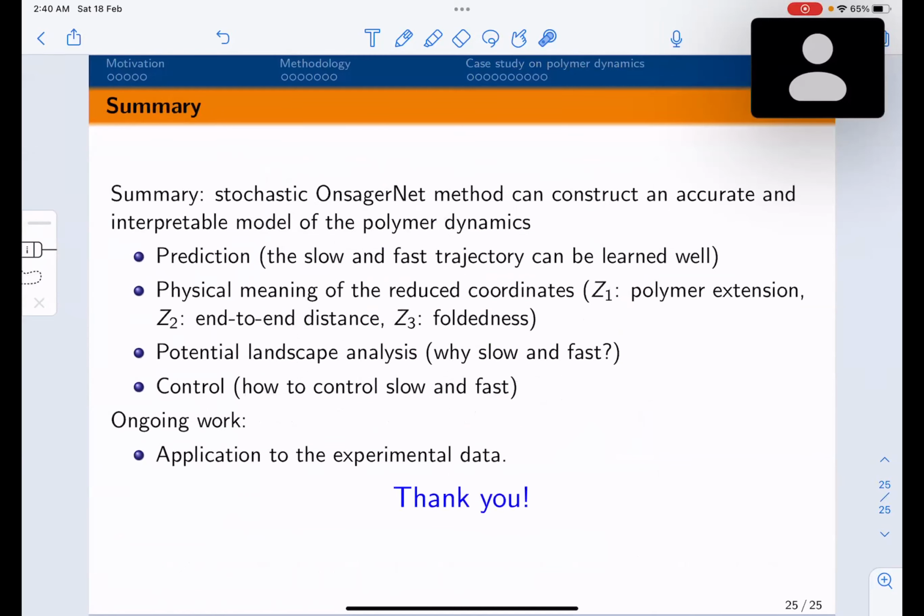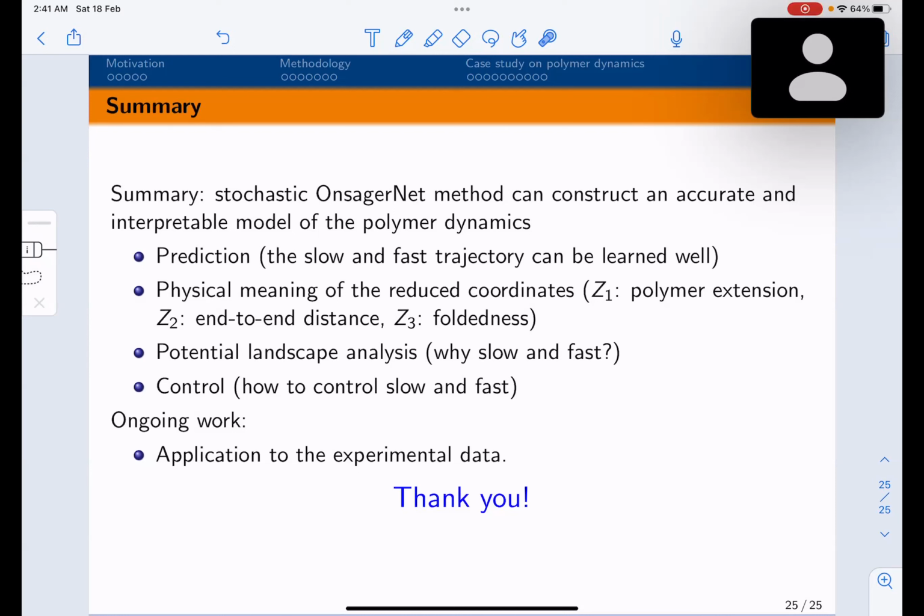Okay, this is the summary. We gave a talk about the stochastic orthogonality method. Our stochastic orthogonality method can provide an accurate and interpretable model of the polymer dynamics. First, we do the prediction: the slow and fast trajectories can be learned well here. And also we give some physical meaning of the reduced coordinates.